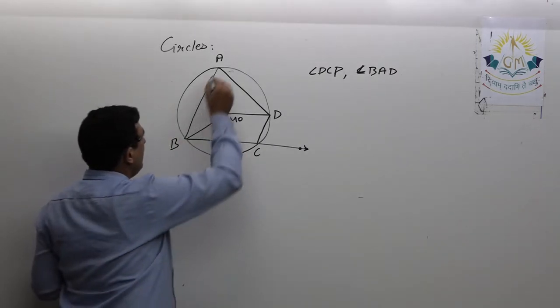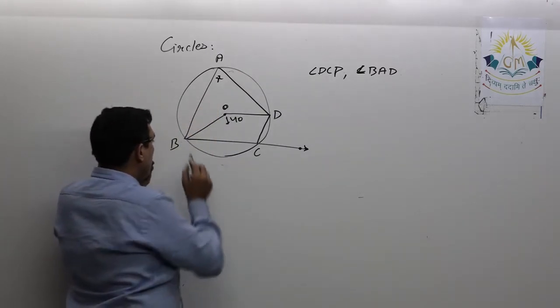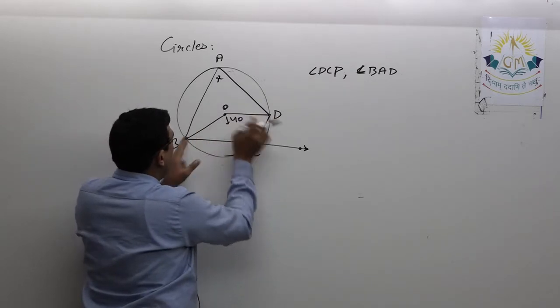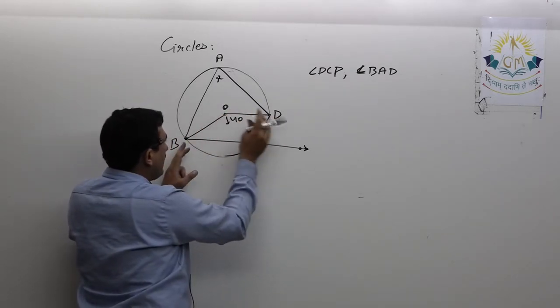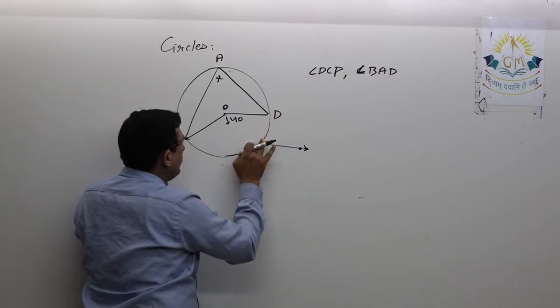So let us see how to find. See, this is very easy to find angle BAD. Suppose I say it is X, so this angle is actually subtended by this arc BD. Angle BOD is the angle subtended by BD. So let me remove this for a while.